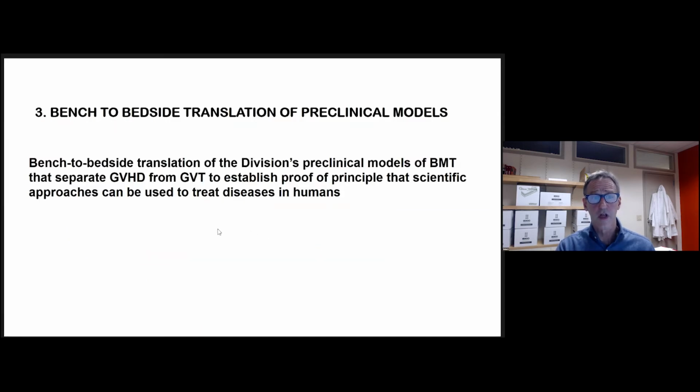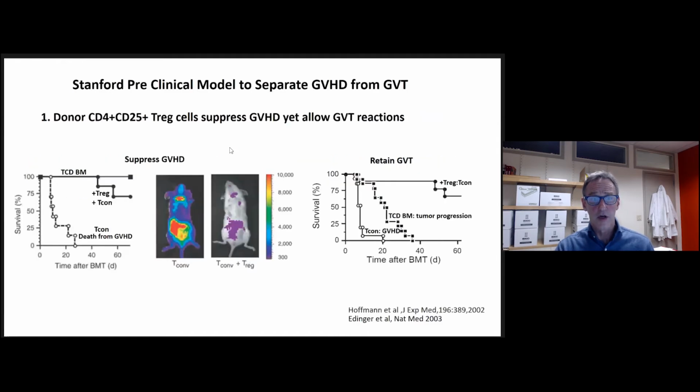This next series of slides will show our division's bench-to-bedside translation of preclinical models of bone marrow transplant that separate GVHD from GVT, to establish proof of principle that scientific approaches can be used to treat human diseases. This first model showed that regulatory T cells can suppress GVHD yet allow graft versus tumor reactions.